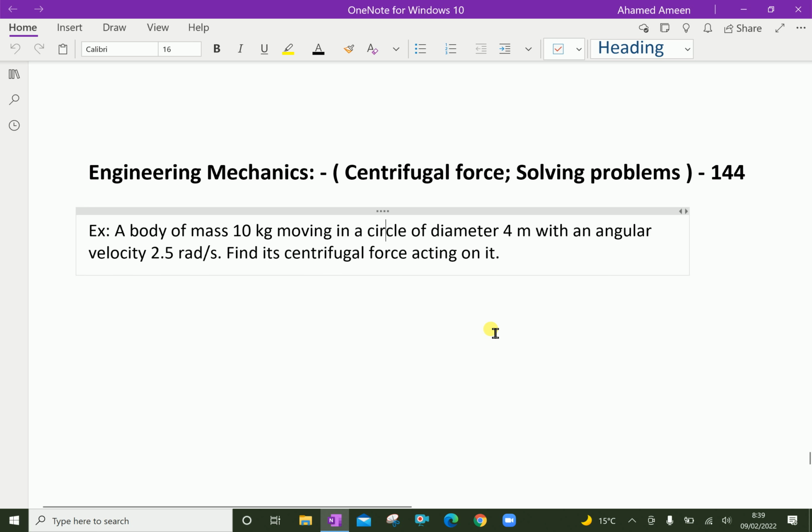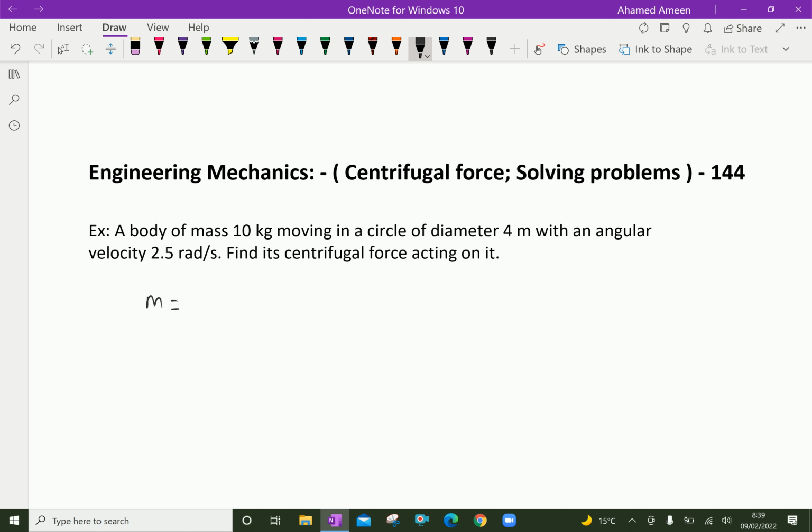First write the given things. Mass m equal 10 kg. Diameter of the circle is 4 meter. Therefore, radius is 2 meter. And angular velocity omega equal 2.5 radian per second.